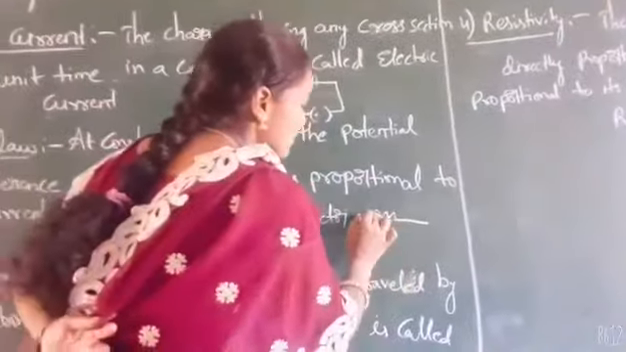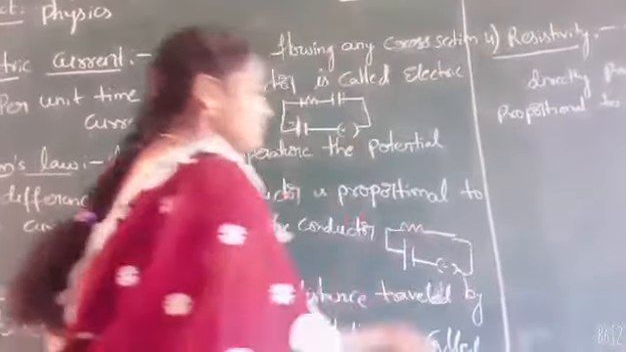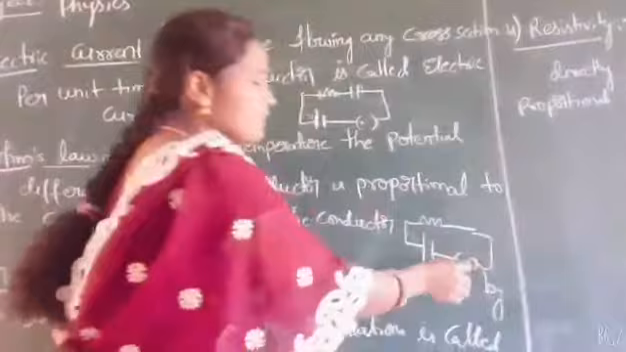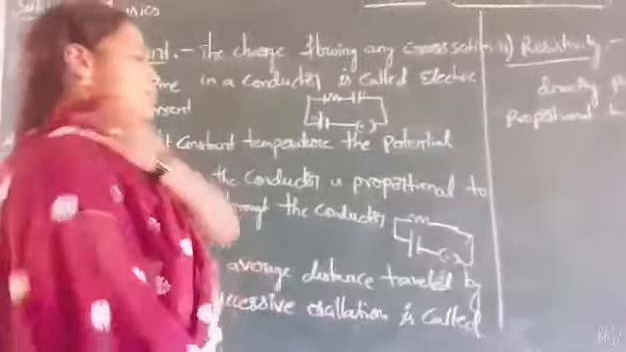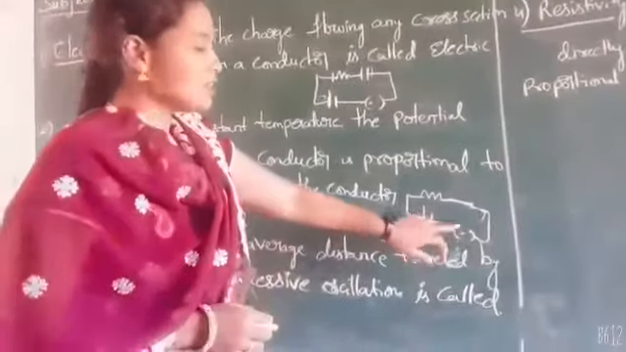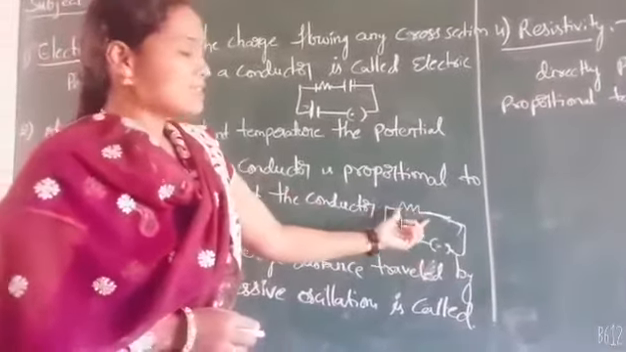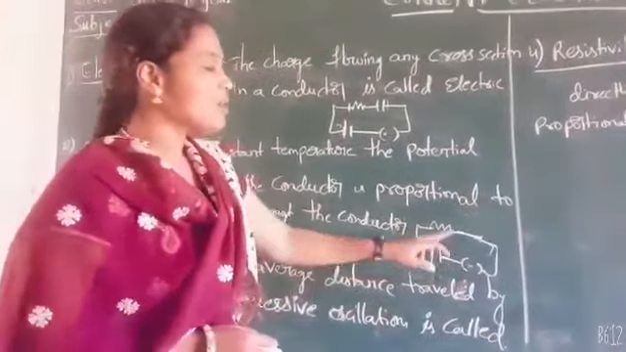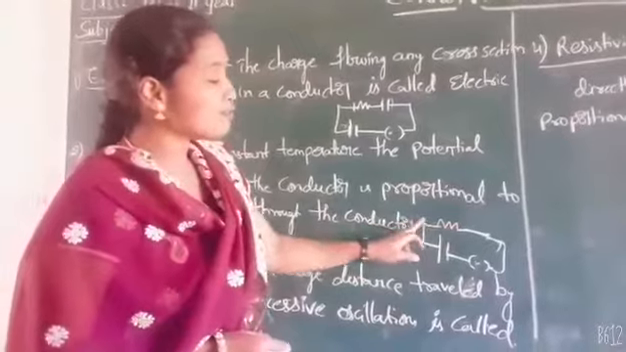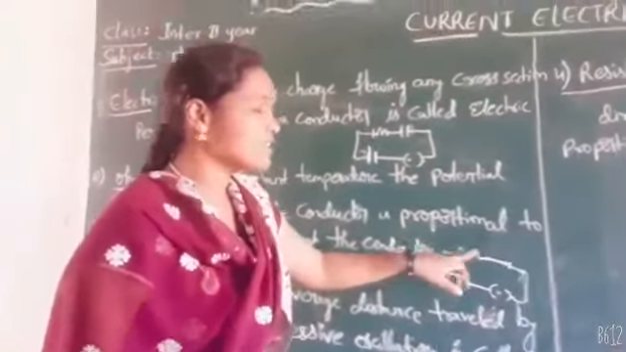Let us assume here we have taken the resistor, one battery and a key. Before applying the key, the circuit is open, that means the switch is off. Measure the resistance value, and again switch on the current. When the circuit is closed, what happens? The current flows through this resistance. If the current is flowing through the resistance, the temperature of the resistance increases.